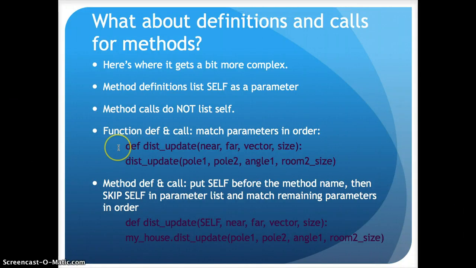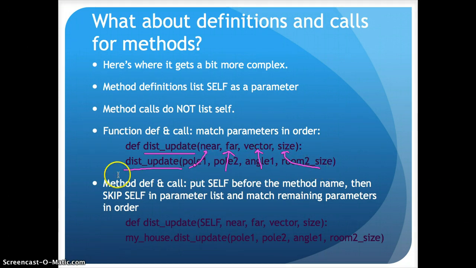So a function definition and call, reviewing by going back to functions, a definition and call will match the parameters in order. So it looks something like this. We have the definition of this function, and then we have a call to this function. And what's in the first position here will match up with the first variable here, and so forth. The second to the second, the third to the third, and the fourth to the fourth. We know that whatever's in the parenthesis will match by position, 1-to-1, to what's in the parenthesis here.